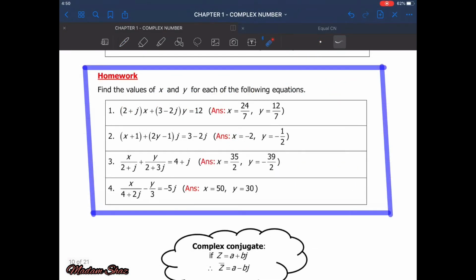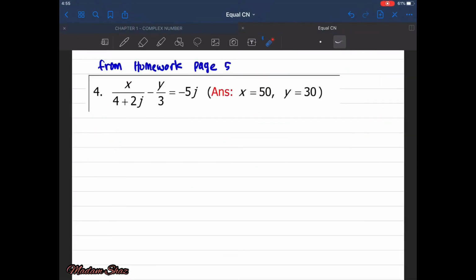So let us continue with this homework. I will discuss homework 4 only. The rest, 1, 2 and 3, you can try on your own and check your answer with this one. For this question, we have x divided by 4 plus 2j, minus y over 3, is equal to negative 5j. So we have a division minus a division.